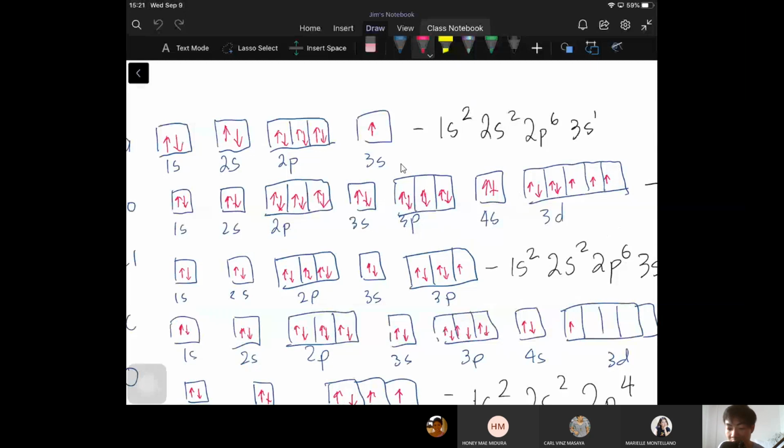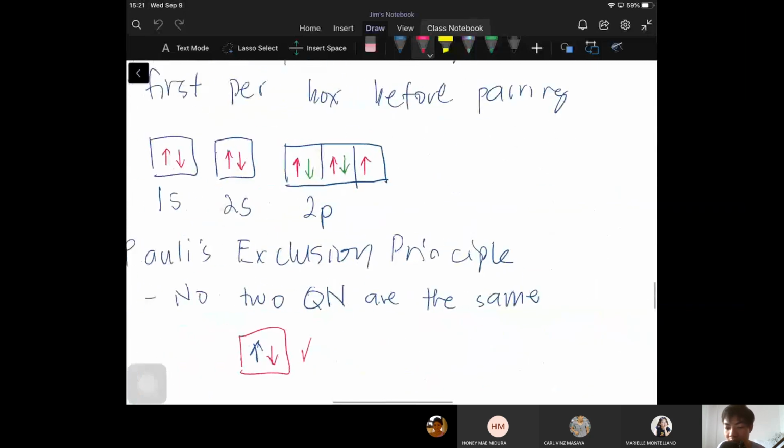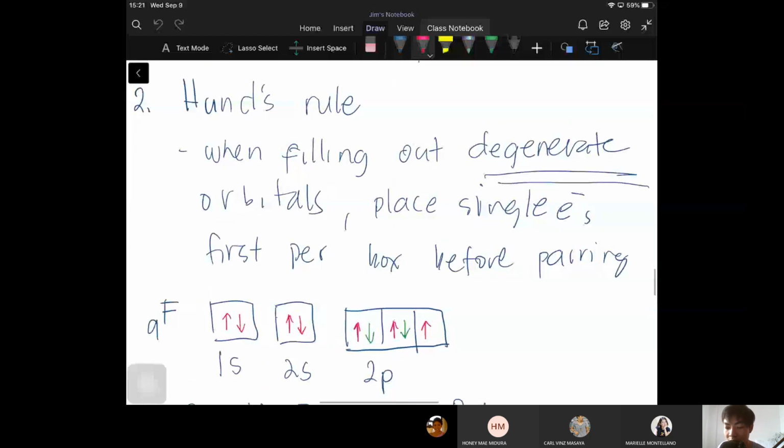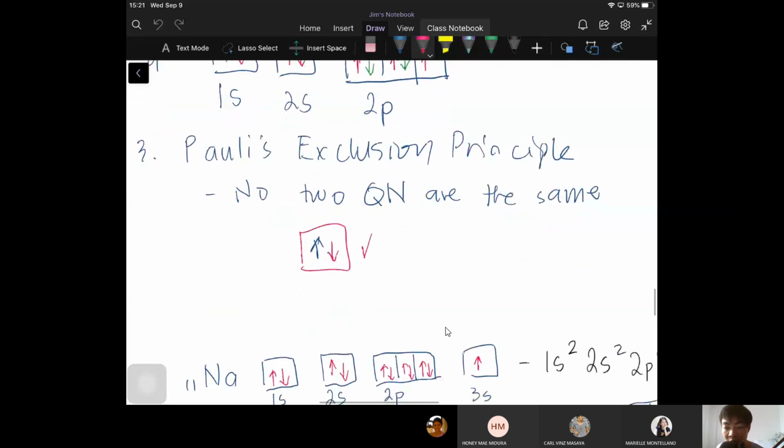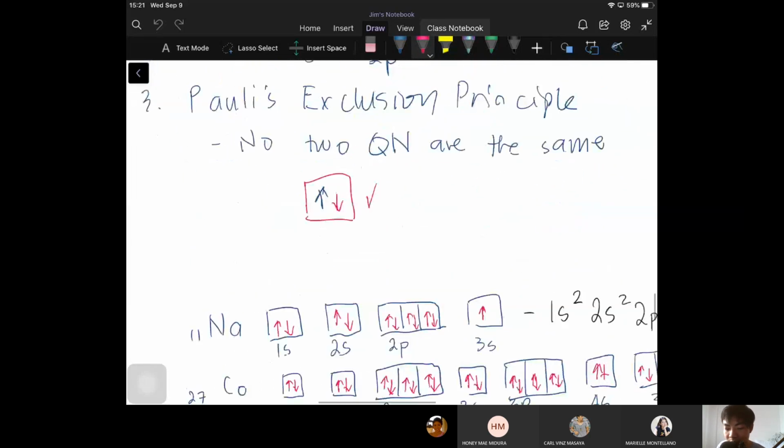Okay, and last rule na kailangan natin, second rule na kailangan natin malaman, is the Hund's rule. It tells us that when filling the electron in orbitals, up muna before mag-pair. Taas muna bago baba. Isa-isa muna before you start pairing. Okay? Pauli's exclusion principle. Ano to?